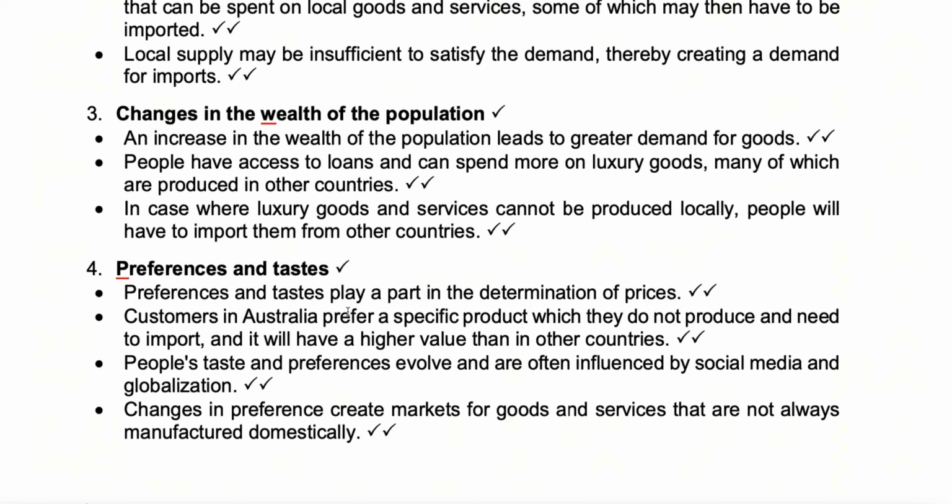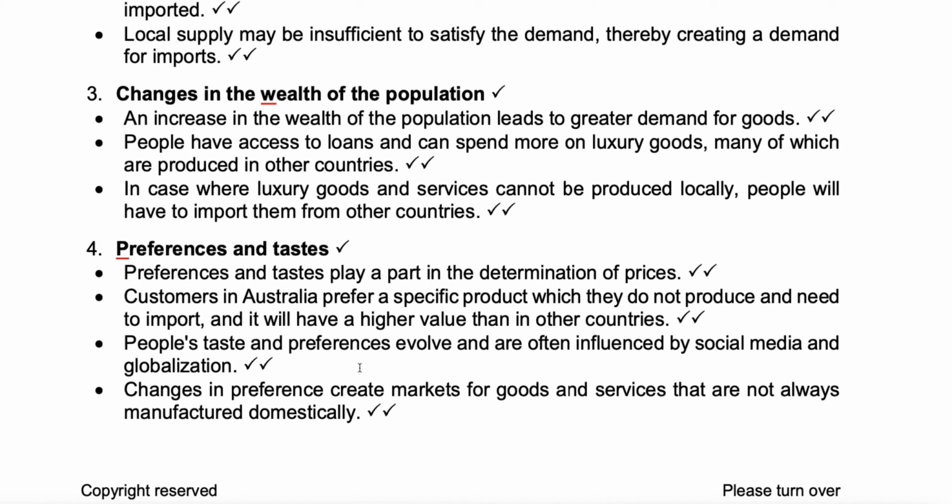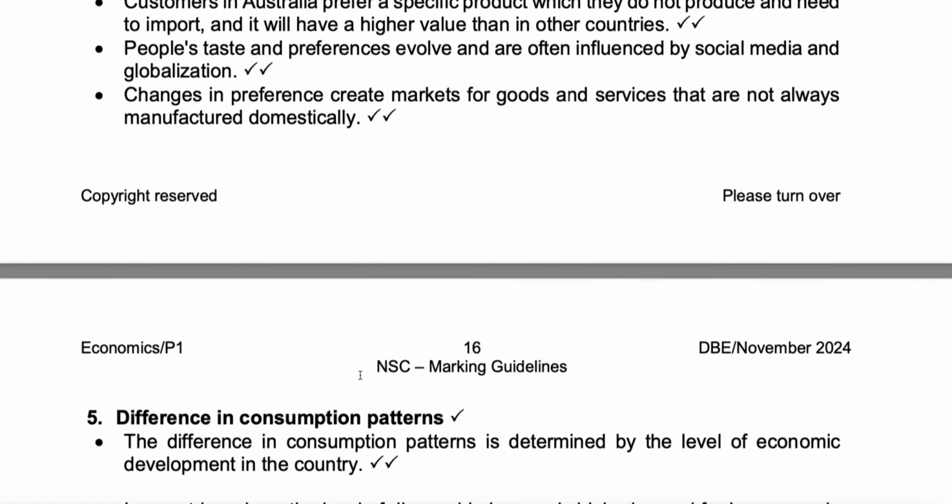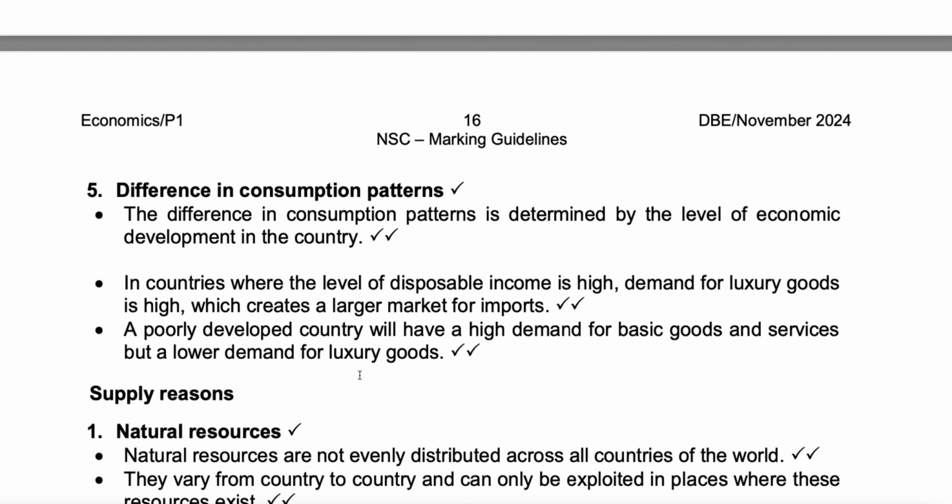Obviously there's a relationship also with these two, if they have the means. Preference and taste plays a part in the determination of prices. Consumers in Australia prefer a specific product which they do not produce and need to import, and it will have a higher value than in other countries. Well, preference: you prefer this, so you buy it from wherever it is. If you prefer Nike and America produces Nike, then you buy from America. So it becomes a reason for international trade. You can think of something along those lines and explain along those lines.